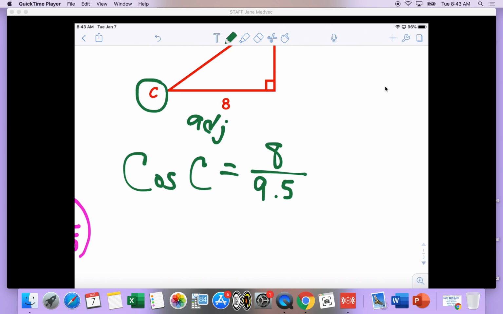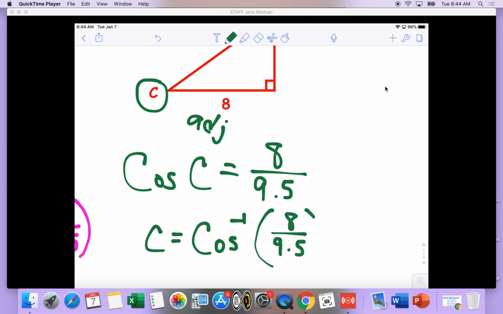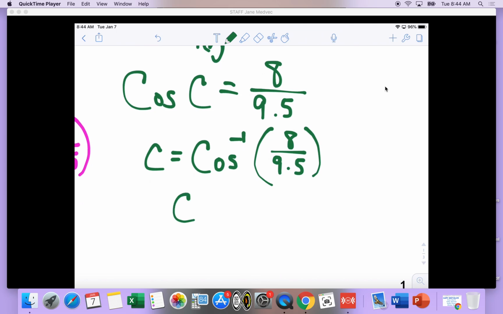Am I going too fast? Okay. So I'm going to go C equals inverse cosine of 8 over 9.5. Make sure you get those parentheses. C equals, let's grab our calculators. I've got 8 divided by 9.5 equals, what do you get?